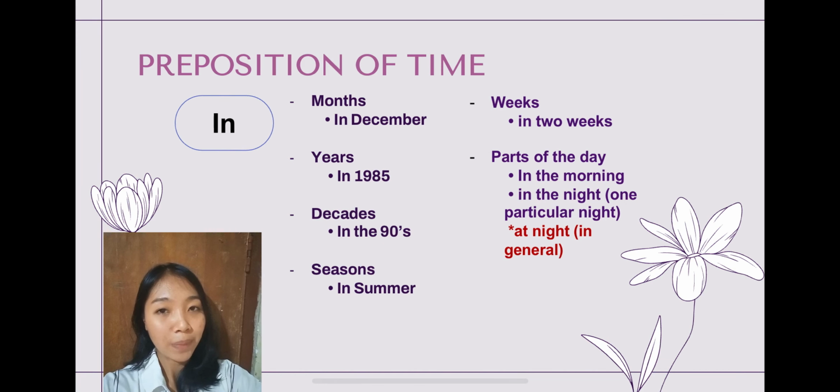Prepositions of time. In this category, there are in, on, and at. When should we use in? We use in for months, in December; for years, in 1985; for decades, in the 90s; for seasons, in summer; for weeks, in 2 weeks; for parts of the day, in the morning, in the night.